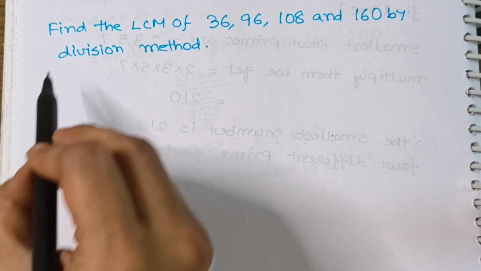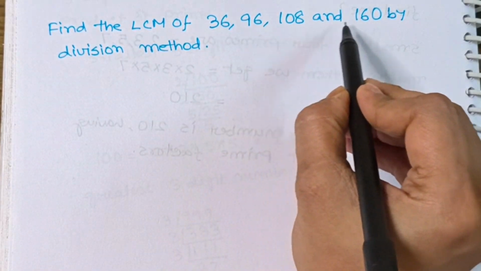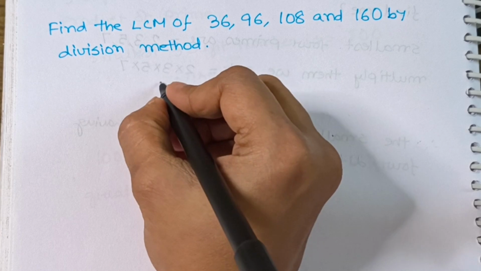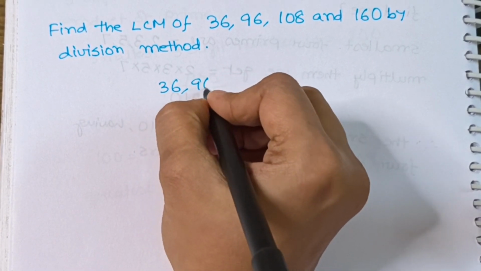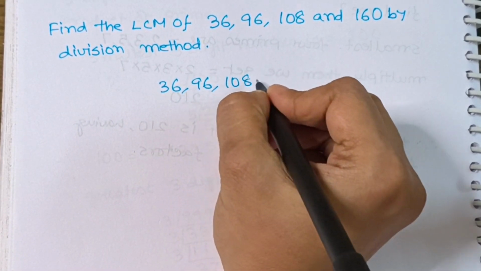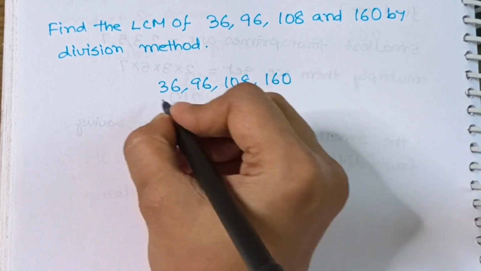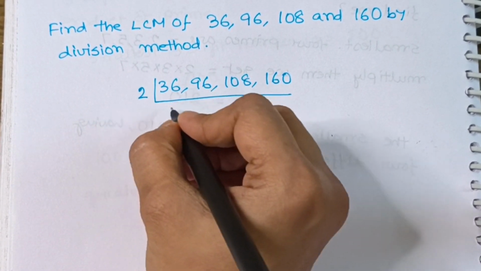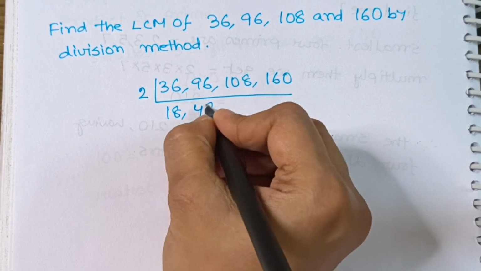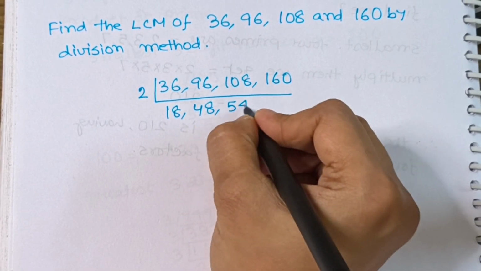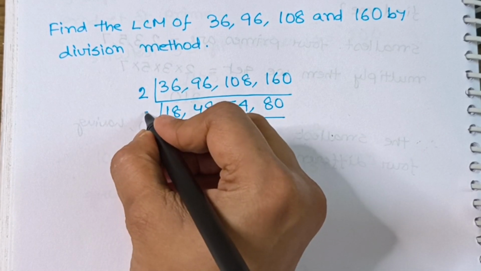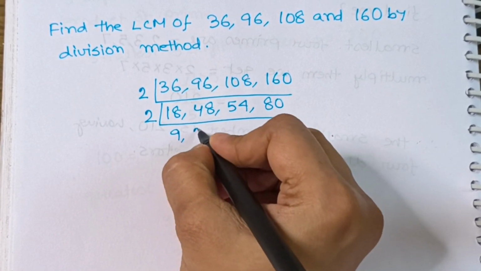Hope you will understand. Finding LCM of 36, 96, 108 and 160 using the division method. Write the numbers side by side. 36, 96, 108, 160. Look for the smallest prime number that divides at least two numbers. All four numbers are even, so start dividing by 2. We will get 18, 48, 54 and 80.